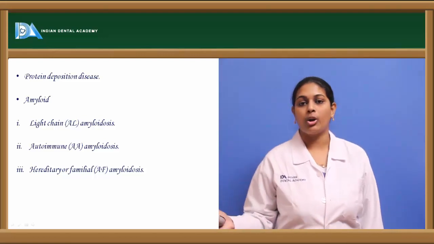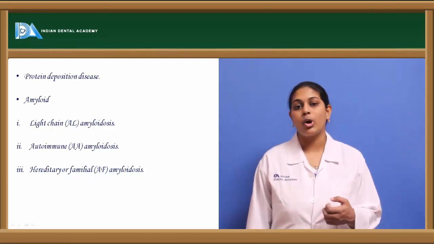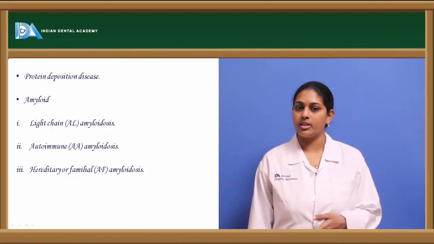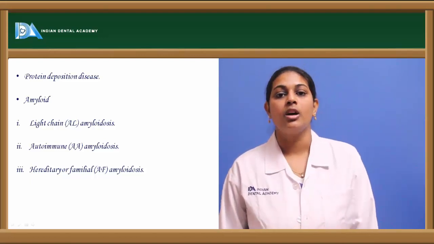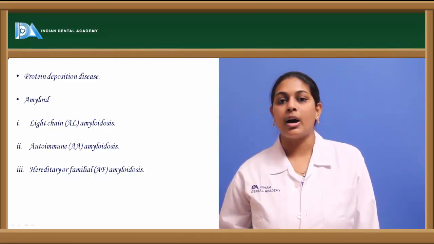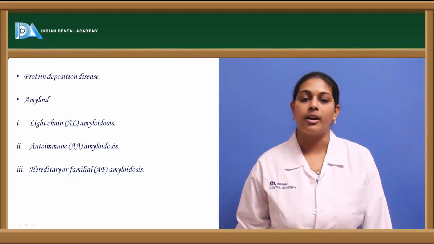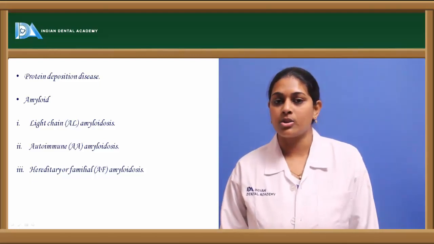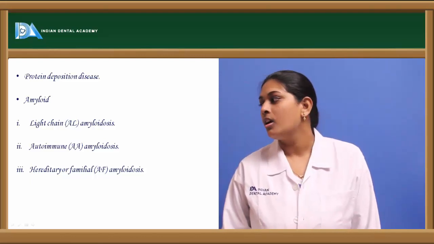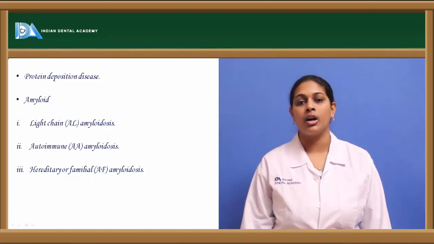Coming to autoimmune amyloidosis, it is denoted as AA amyloidosis, because the first A indicates autoimmune and the second A indicates amyloidosis. It is also because of a non-soluble fibrillar protein which is a part of serum amyloid protein, which gets deposited in the body and results in the formation of autoimmune amyloidosis. This condition can be seen in autoimmune conditions such as systemic lupus erythematosus, and also in rheumatoid arthritis.